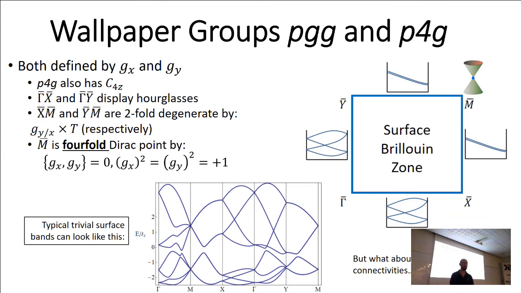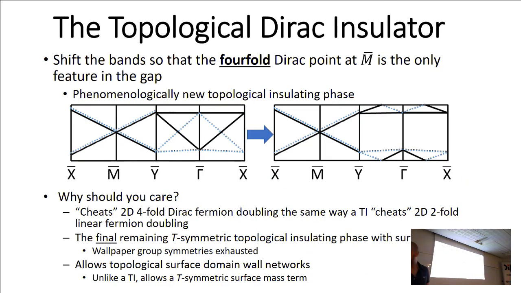And so the question is, what if I try to rearrange this and stabilize it in a 3D insulating bulk? It turns out that you can do that, and you find that there is a way to do it where you stabilize the fourfold degeneracy sitting in the bulk as the only feature. And so this is a phenomenologically new topological insulating phase. People have published 70-page papers on the classification of the wallpaper groups, but then they write this K-theory, Z4 cross Z2, Z8, but none of it is phenomenological. They don't discuss that all these things are either the three topological insulators I talked about before, or this new topological insulating phase with its own characteristics.